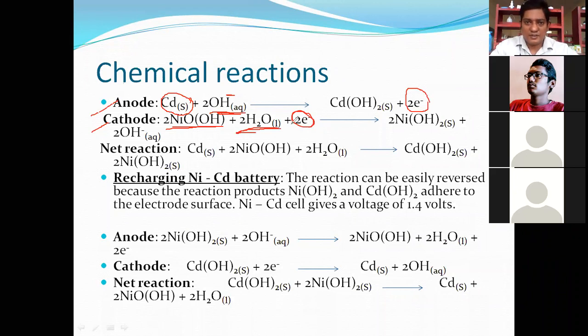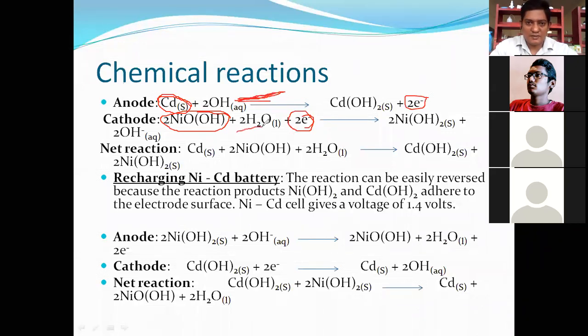Now, simple. The cadmium solid rod is the anode. Nickel oxyhydroxide is the cathode. Loss of electrons is the oxidation reaction, and gain of electrons is the reduction reaction. The electrolyte is KOH.